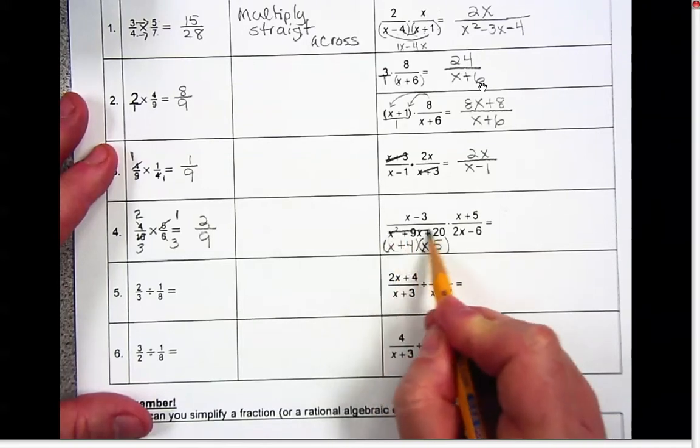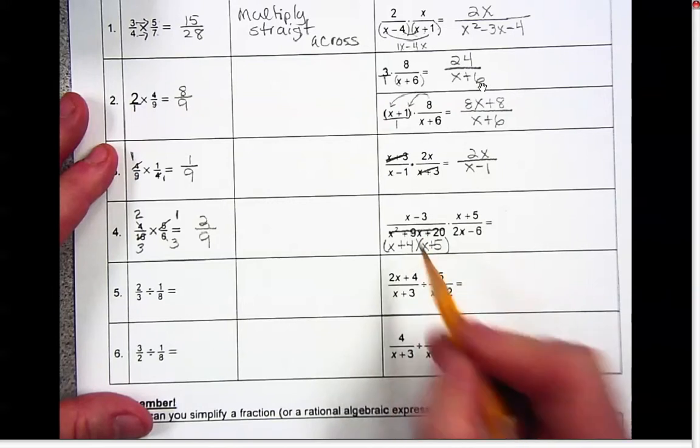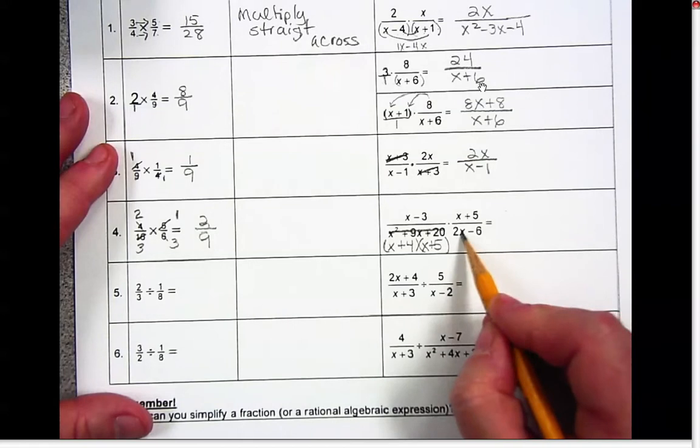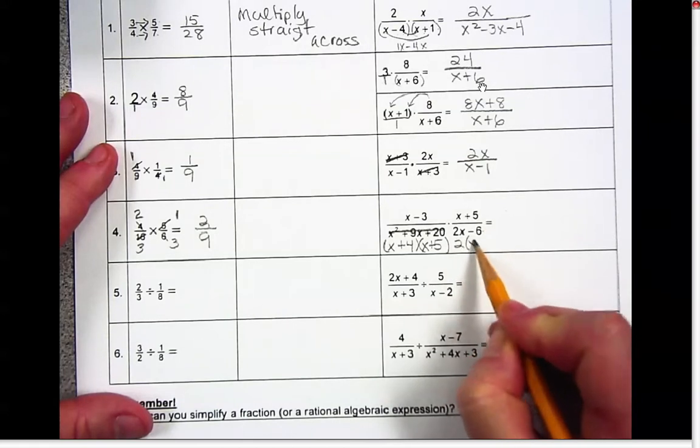So we're going to mark this out now because we have this instead of what we had here. And then this has a common factor. There's a 2 in both of these, so we're going to do 2 parentheses x minus 3.